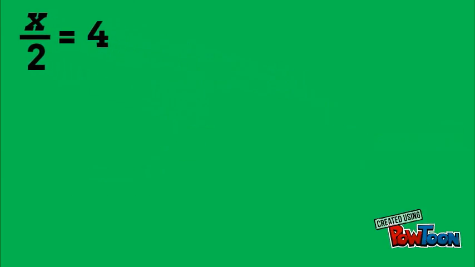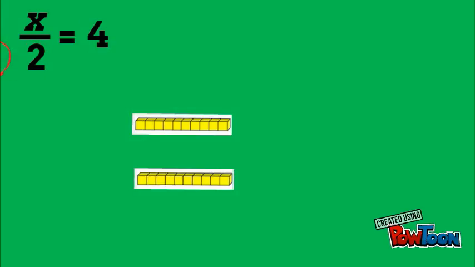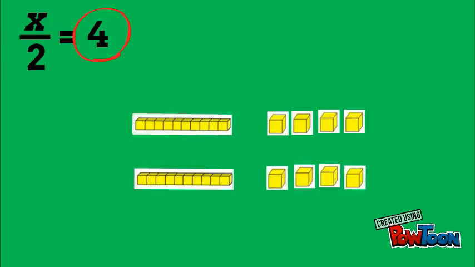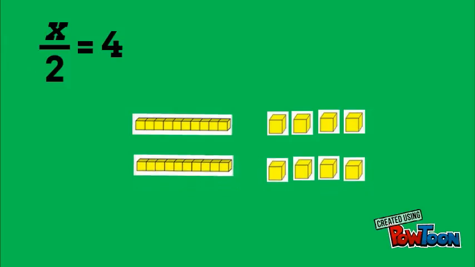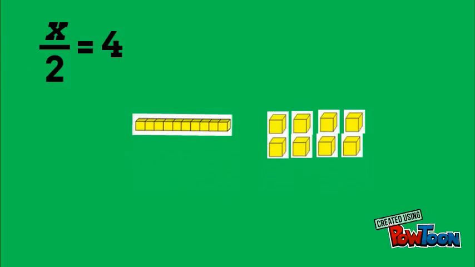Alright, so using our equation, x is our unknown total, so I'm going to use a rod to represent that total. But I have 2 groups, so I'm going to use 2 rods as placeholders for those 2 groups. And then the 4 tells me that there's 4 in each of my groups. Now using this model, I can easily see when I put them all together that my total is 8. So x equals 8.